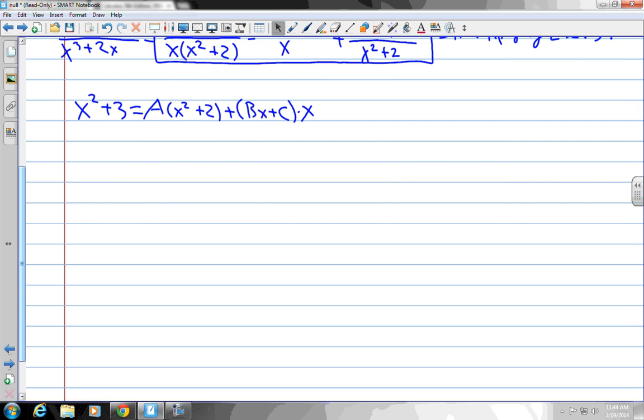What was the easiest one to find? A, right? You just let x equal 0, everything collapses. Well, not everything, but if you let x equal 0, then you just have 3 equals a times 2, right? So a is 3/2. Big difference, don't listen to me.